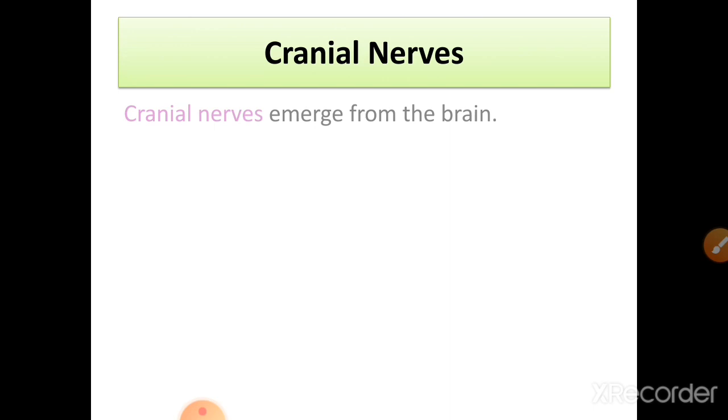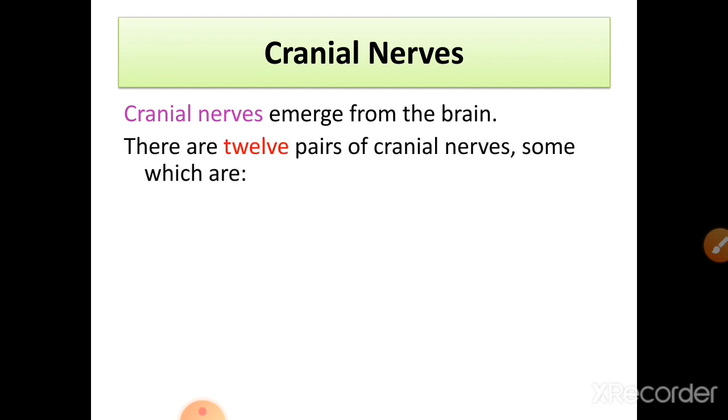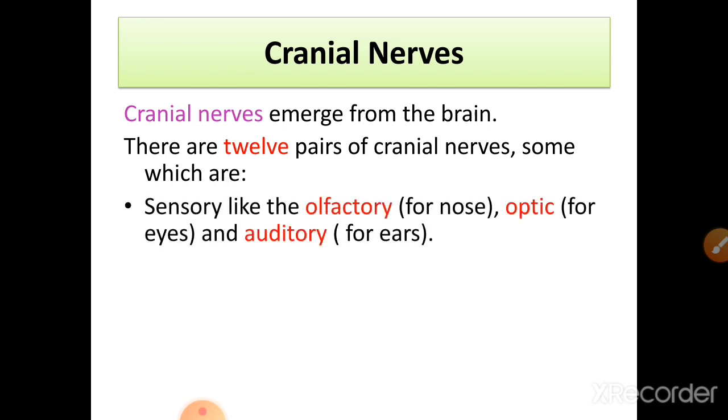So let us do the cranial nerves first. Cranial nerves emerge from the brain. So the nerves which come out from the brain are known as cranial nerves. And these cranial nerves go to different parts of the face and other parts. Alright, there are 12 pairs of cranial nerves, some of which are sensory, like the olfactory for the nose. You know that you have sense organs. So the nerves which go to the sense organs are the cranial nerves which come from your brain.